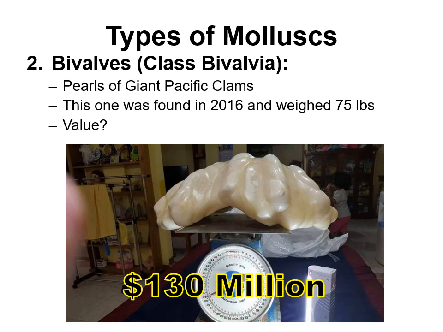And so that's what a pearl is. I don't know if it's worth $130 million, but essentially it's just a piece of sand that a giant Pacific clam has built shell around.